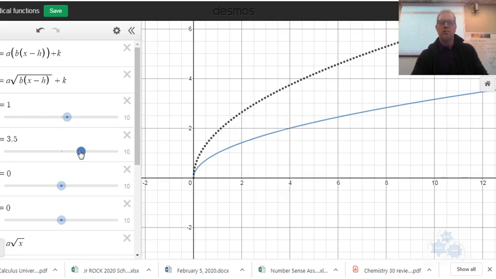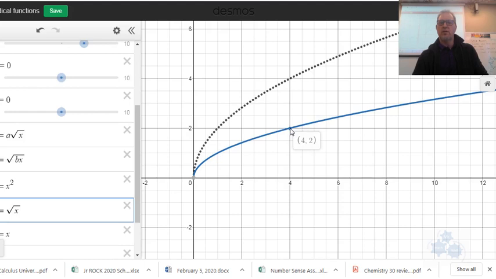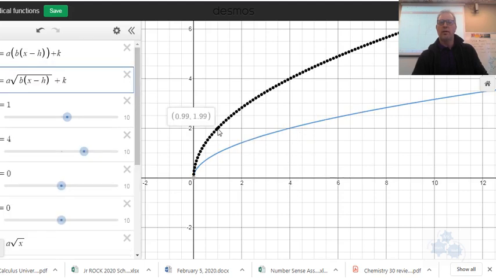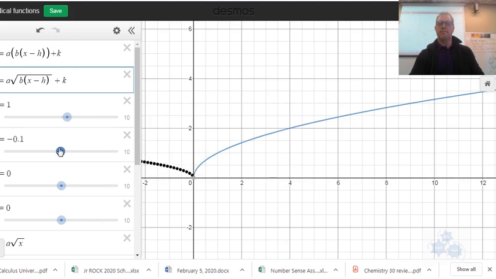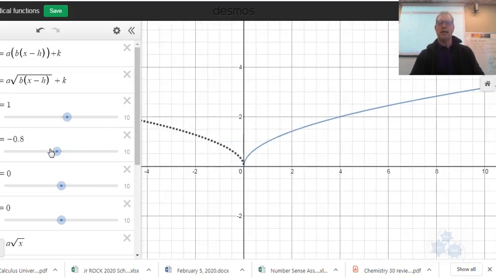So if b was 4 exactly, this value of 4 here should be compressed to 1. And so there we have exactly 1. So it's being compressed by 1/4 if b is 4. So it's actually compressing horizontally. Now, if it's negative, remember it flips over to the other side of the y-axis. Okay, so that's b.